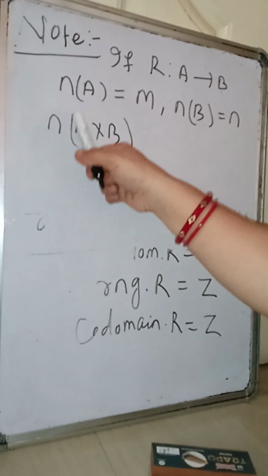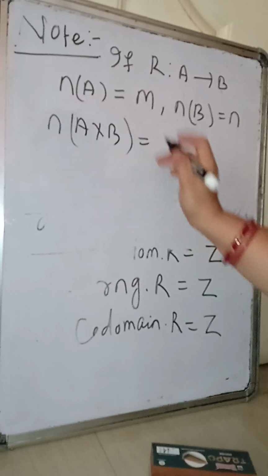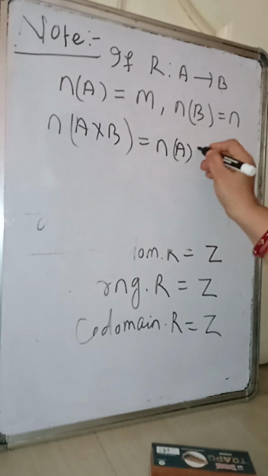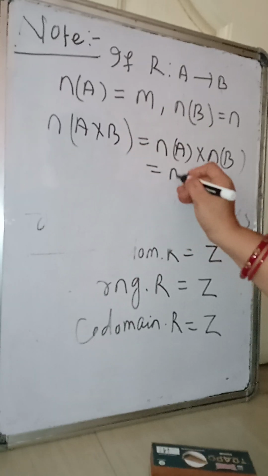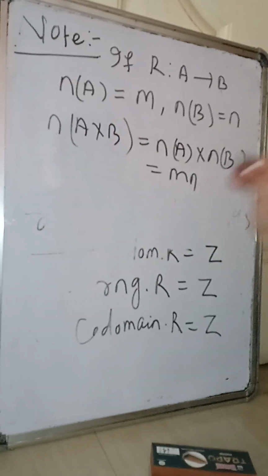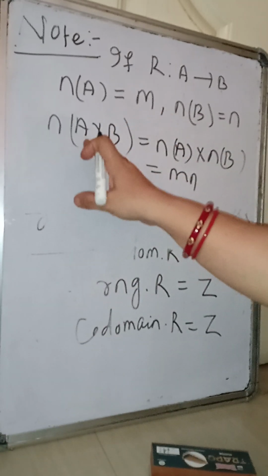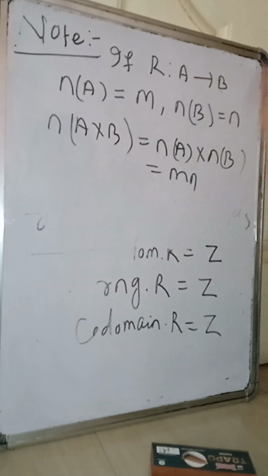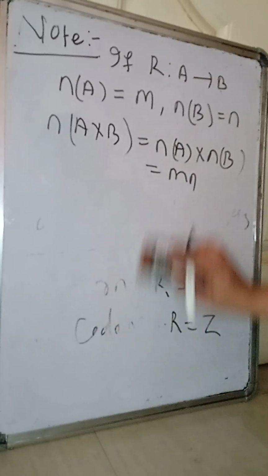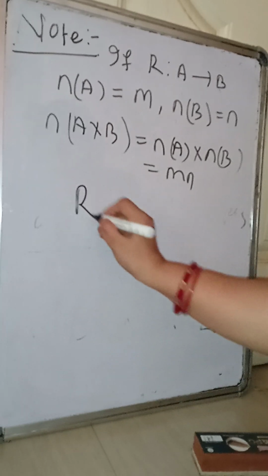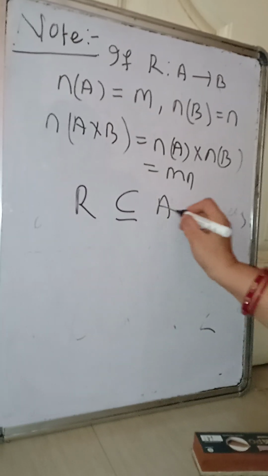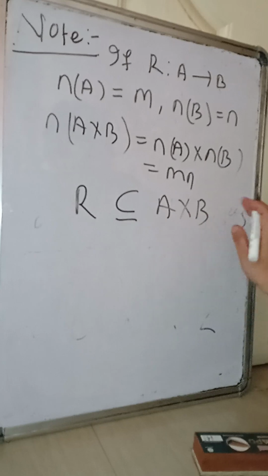Previously we discussed that the number of elements of A × B is equal to the number of elements of A times the number of elements of B. Here the number of elements of A is M, and the number of elements of B is N. So MN elements are there in the Cartesian product of these two sets. Now you also know that a relation R is nothing but a subset of the Cartesian product of these two sets.